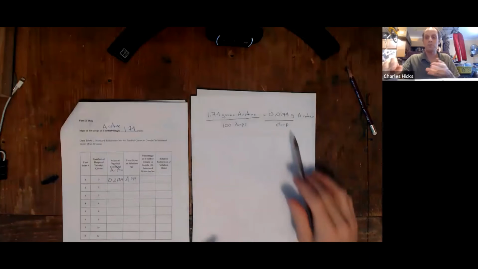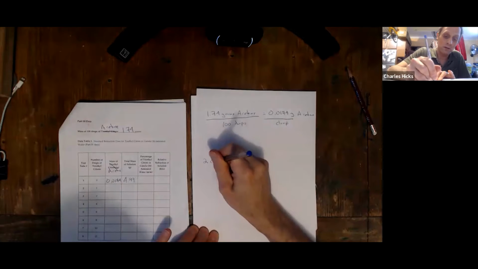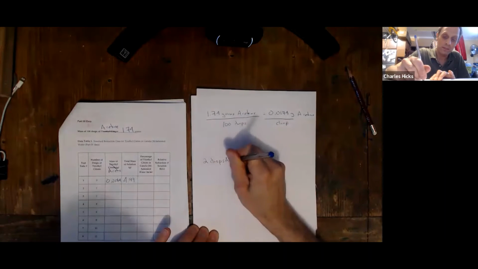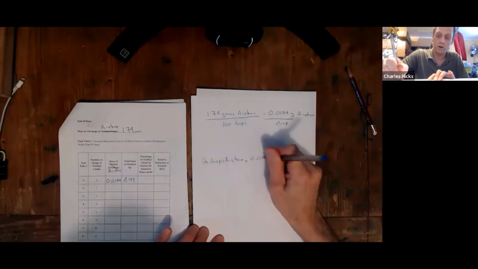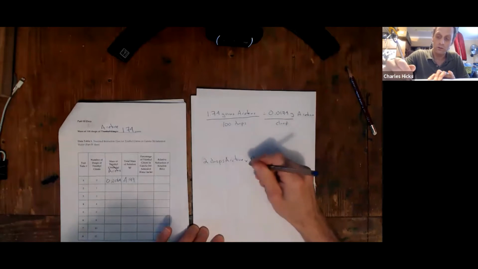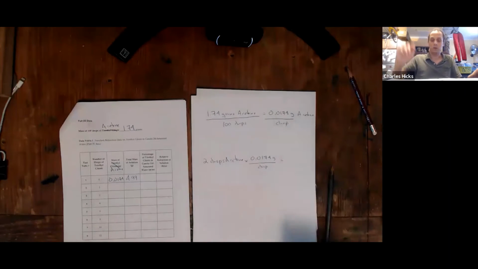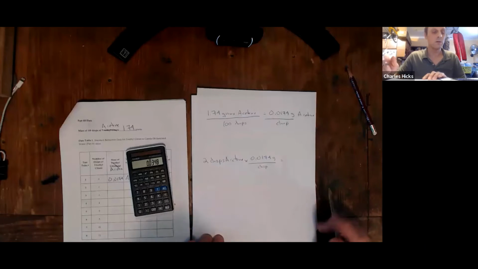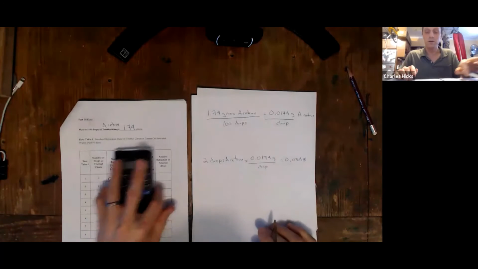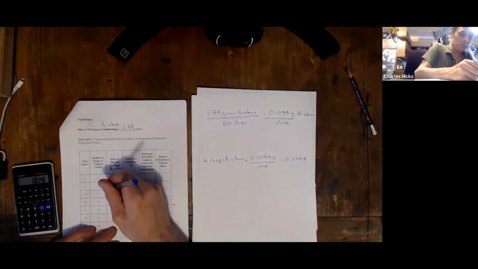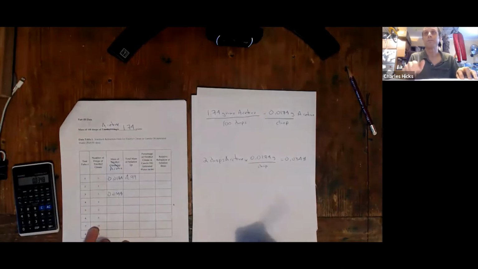And for any other number of drops, I would have to multiply by this factor. So for instance, in the trial where there are 2 drops, I would multiply by 0.0174 grams per drop and take out my calculator. Is 0.0348. Right? So that would be in the next trial. 8. Okay.